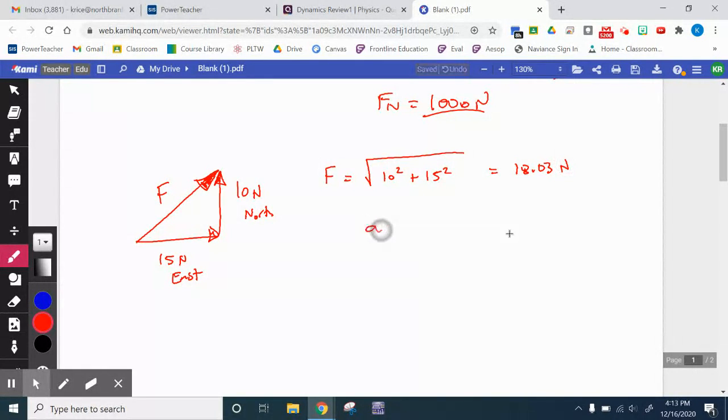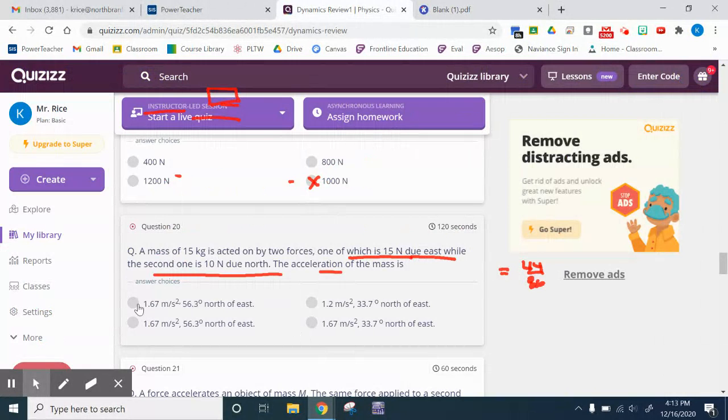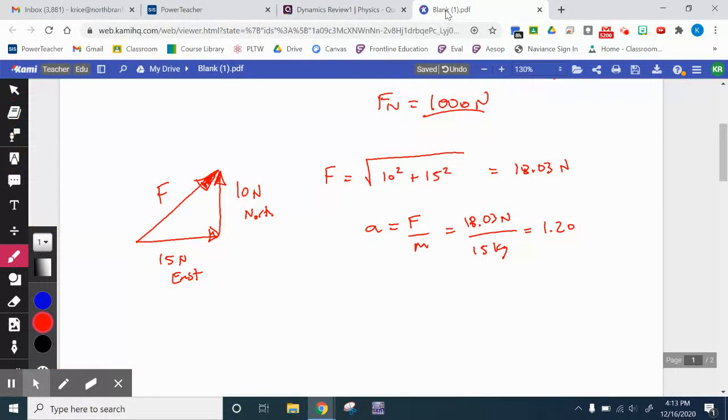Well, if that's my net force, then my acceleration must be my net force over my mass. We said it was a 15 kilogram mass, so we're looking at 18.03 newtons divided by 15 kilograms. And I get 1.20. So if we go look at our answers, there is only one answer that has 1.2. If we wanted to go further and find the direction, that would be easy enough to do.